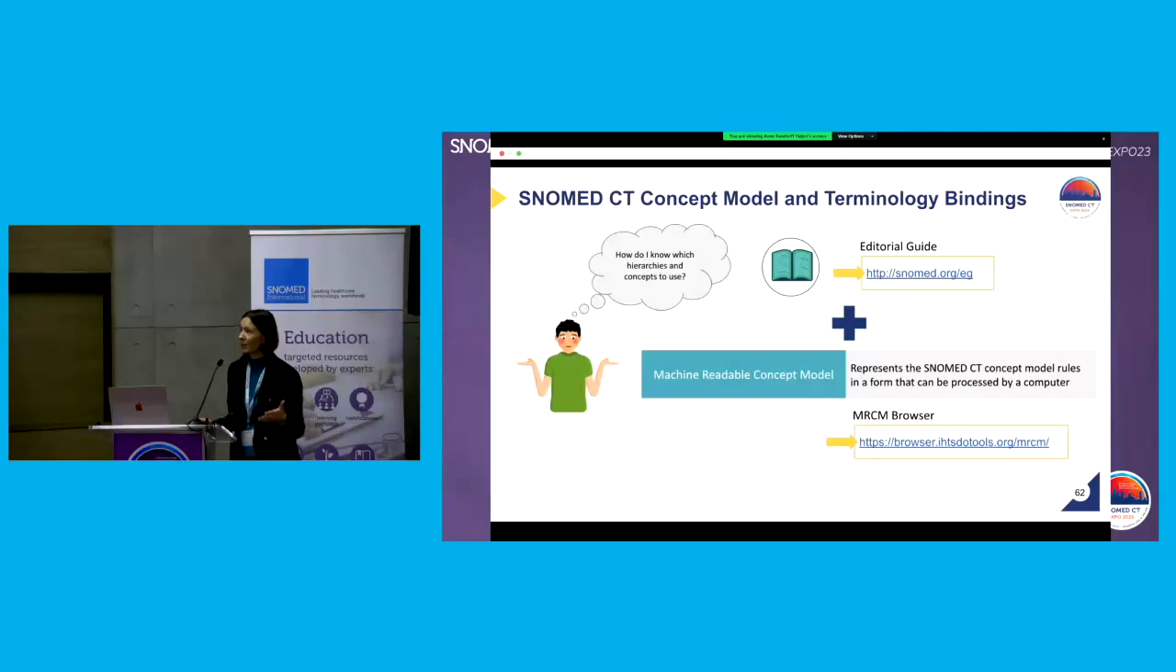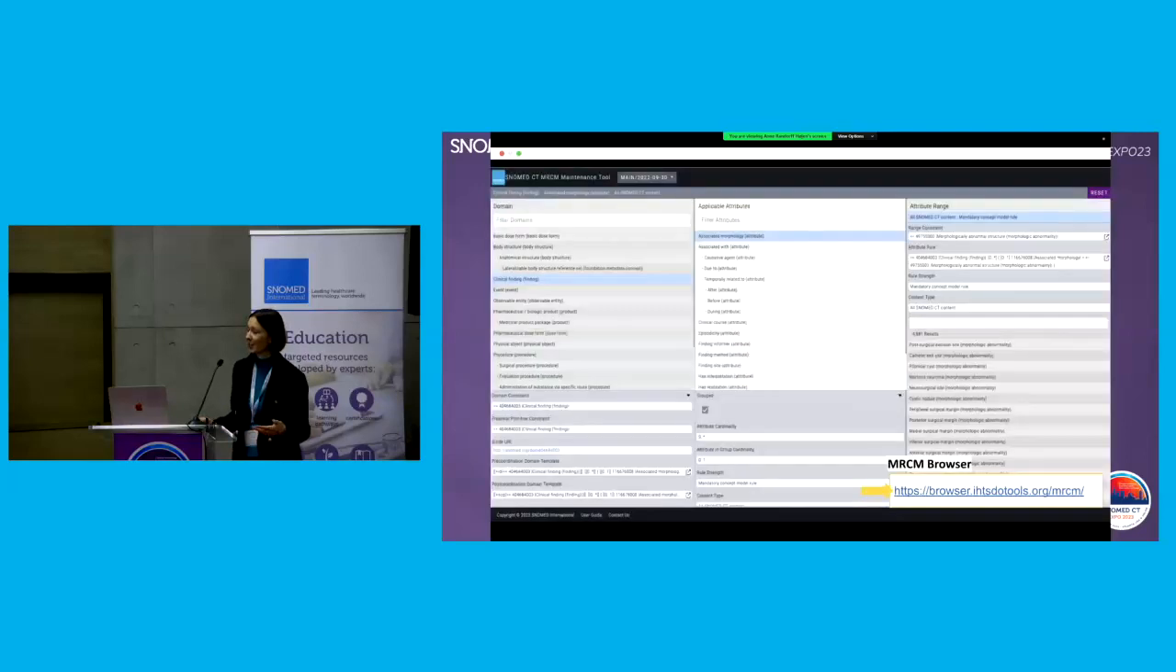But there's also the machine readable concept model. So this represents the SNOMED CT concept model rules, but in a way that computers understand those rules, which are really important for your information model and your exchange of information. And then a really good tool, I would say, for implementers to use to help them with building the binding is the MRCM browser.